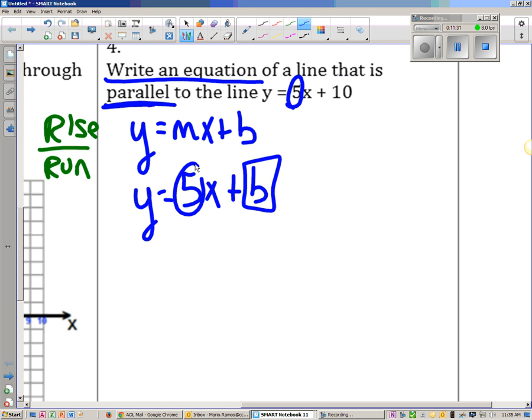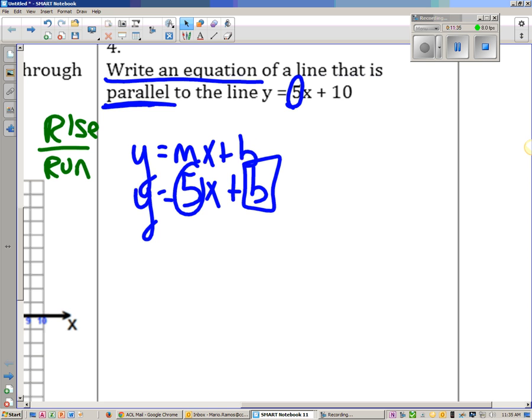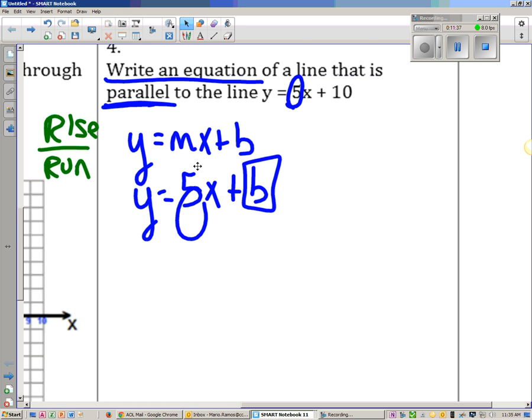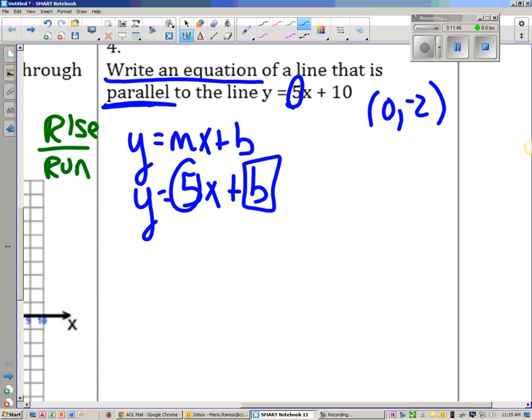Okay, and with that being said, where's my point here? Oh, okay. Well, on your quiz, I don't know why it didn't print out, but our point was (0, -2). Okay? So let's go ahead and solve this. What you're supposed to do is substitute in these values for x and y, since that's the way an ordered pair is written.